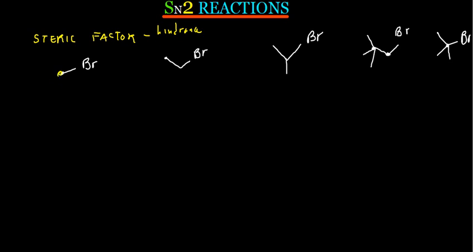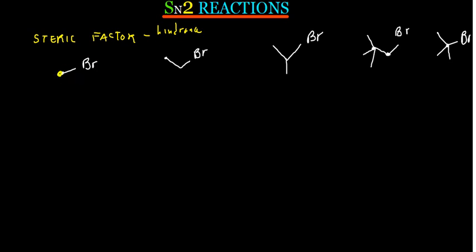Actually, we want to attack this carbon which contains the bromine, and the only things surrounding it are the hydrogens. So it is easy to penetrate past the hydrogens and attack this carbon which has the bromine. And so the steric factor for this one is lower.